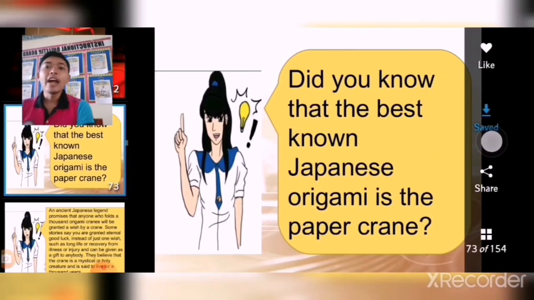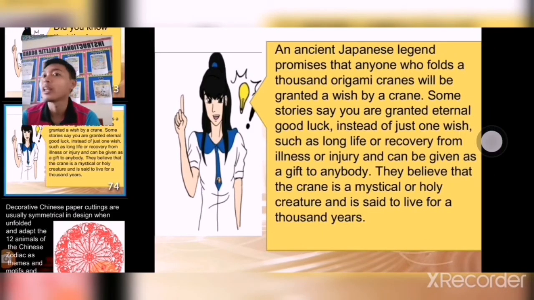Now, did you know that the best known Japanese origami is the paper crane? An ancient Japanese legend promises that anyone who folds 1,000 origami cranes will be granted a wish by a crane. Some stories say that you are granted eternal good luck instead of just one wish, such as long life or recovery from illness or injury, and it can be given as a gift to anybody. They believe that the crane is a mystical or holy creature and is said to live for 1,000 years.